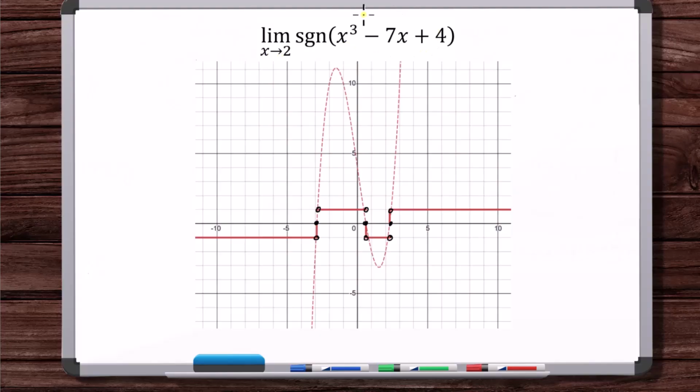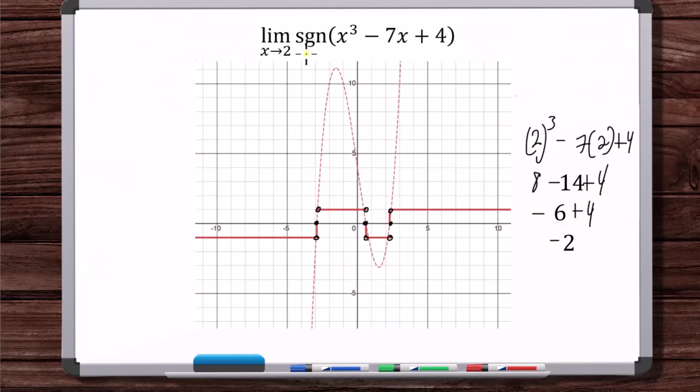So let's plug in x is equal to 2 and see what we get. If the argument is not 0, then the function is continuous at that point. We just put the output of the sine function. So let's see, 2 cubed minus 7 times 2 plus 4, so 8 minus 14 plus 4, which is minus 2. There we go. The function is continuous at the limit point. This is just equal to, what is sine of minus 2? It's minus 1. The function is continuous everywhere that there isn't a jump.